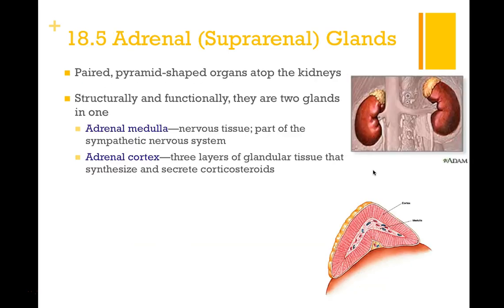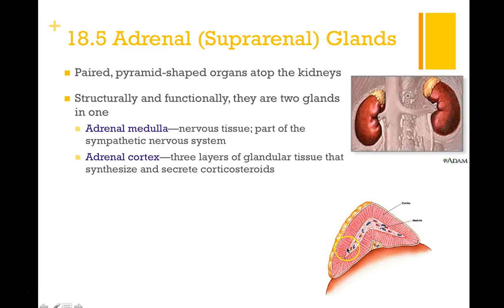Let's jump into our adrenal glands, also known as our suprarenal glands. We will find these atop the kidneys, and they are paired pyramid-shaped glands. Structurally and functionally, these are going to be made up as 2 glands in one. So if we look at the image inferiorly, at the bottom of the page, we could see the periphery is made up of the adrenal cortex.